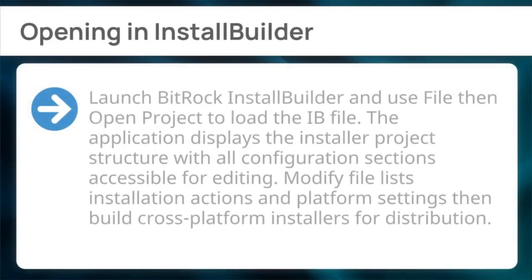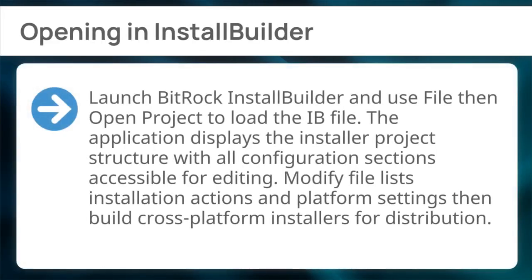First, opening in InstallBuilder. Launch Bitrock InstallBuilder and use File then Open Project to load the IB file. The application displays the installer project structure with all configuration sections accessible for editing. Modify file lists, installation actions, and platform settings, then build cross-platform installers for distribution.